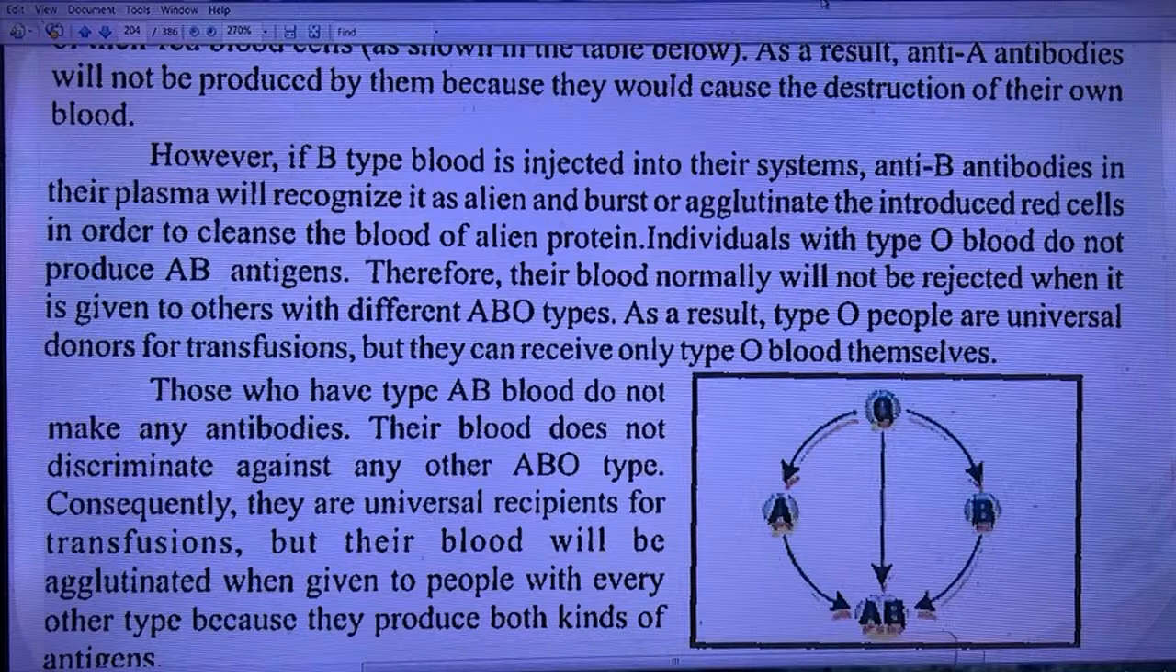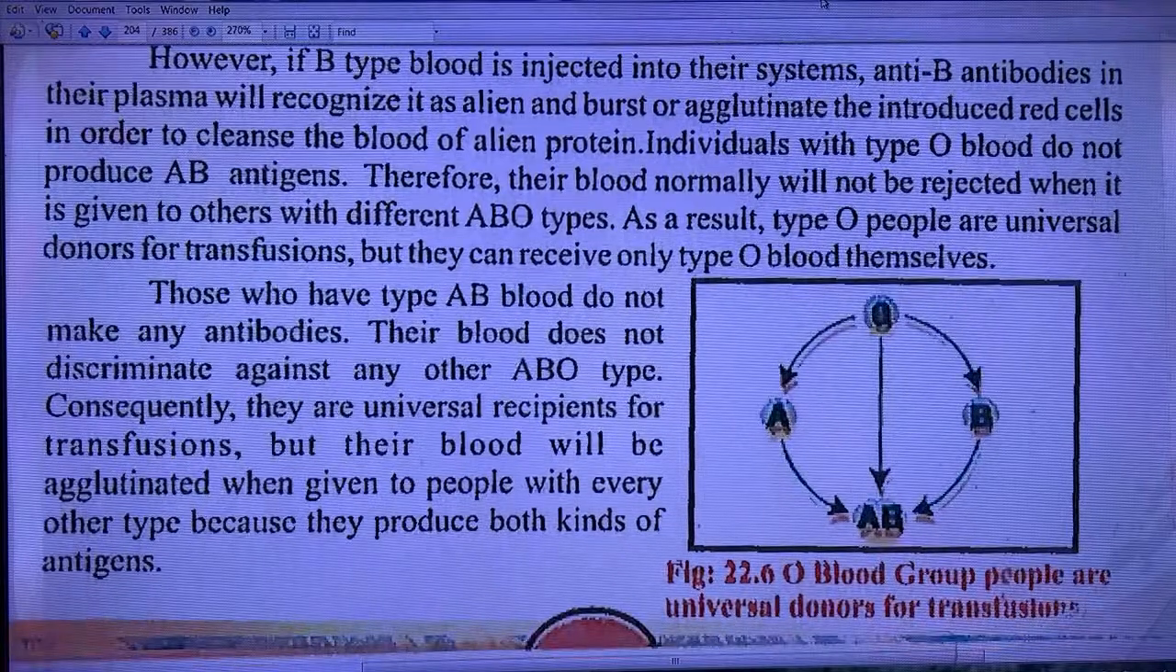Individuals with type O blood do not produce A or B antigens. Therefore, their blood normally will not be rejected when it is given to others with different ABO types. As a result, type O people are universal donors for transfusions, but they can receive only type O blood themselves.